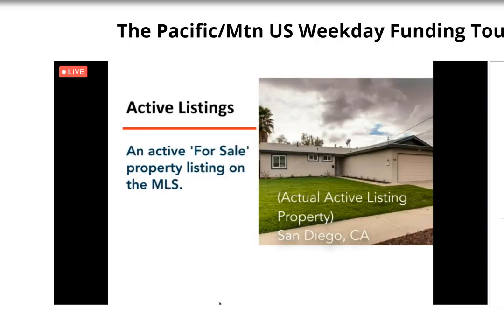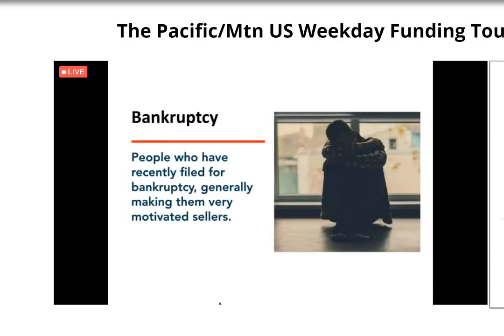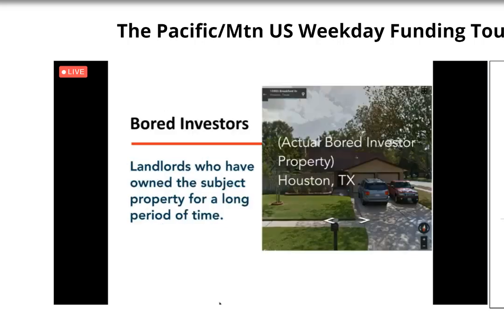An active listing listed on the MLS. It's for sale. Bankruptcy, we've got access to this. Now the bankruptcy item again creates motivated sellers. So these are searches that you could now do to find properties or motivated sellers, okay?